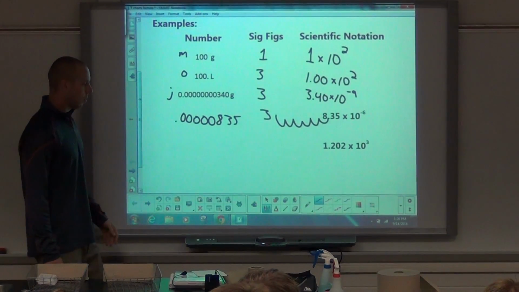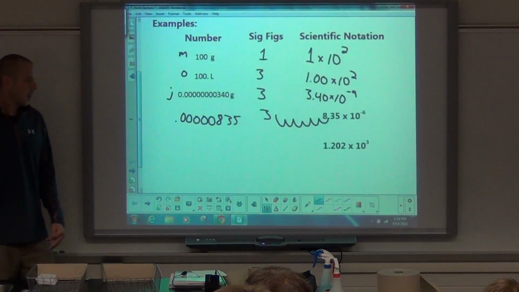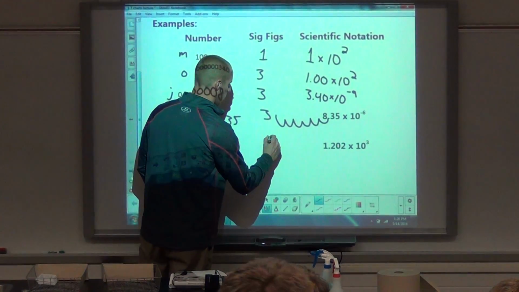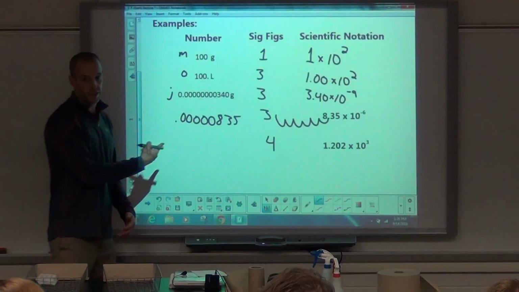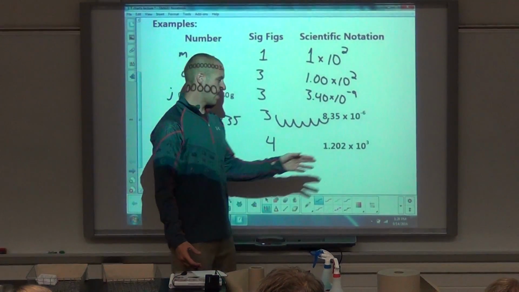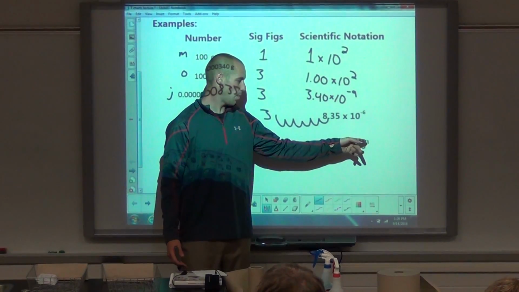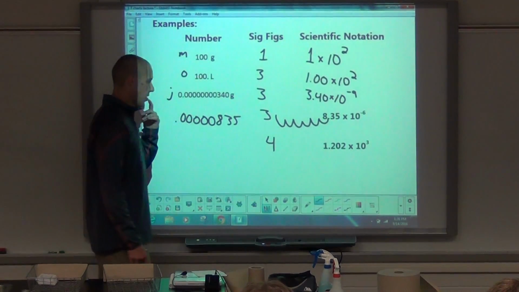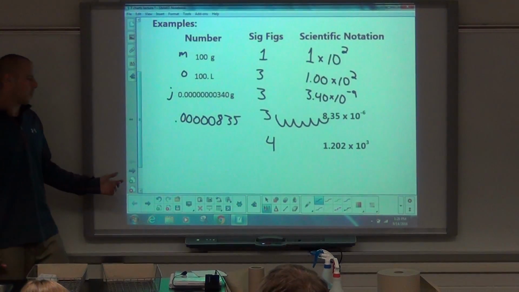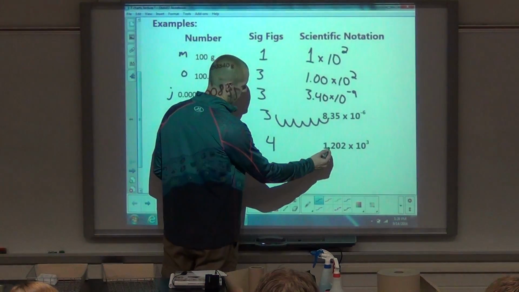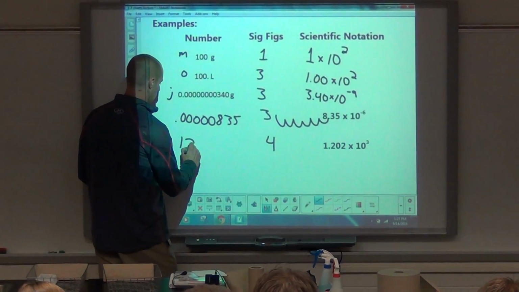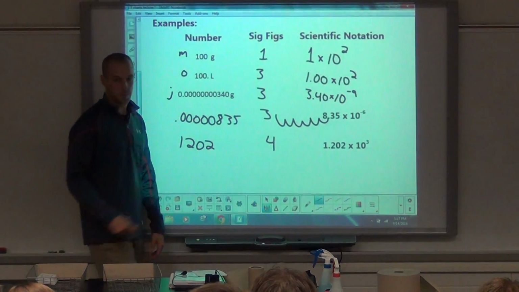Very last one, 1.202 times 10 to the third. First of all, it's going to have 4 sig figs, right? These are all significant. 1, 2, 3, 4. So that means my answer over here has to have 4 significant figures. Okay? It's times 10 to the third. It's not negative. It's a positive value. So we know it's going to be a number greater than 1. Okay, so we're going to move the decimal 3 spaces to the right. 1, 2, 3. So our number is going to be 1,202.